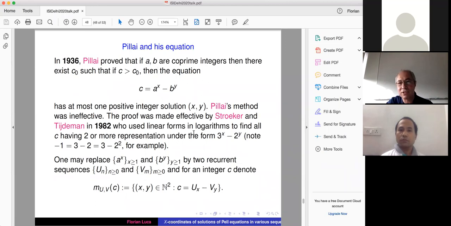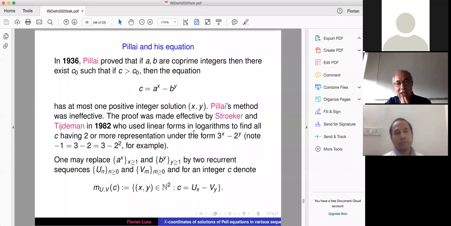Okay, I wanted to say something else about Pell's equation, but maybe I'm running a little bit out of time. The idea was that there's a problem of Pell which addresses a representation of a number c as a difference between a to the x minus b to the y, where a and b are known and x and y are not known. And he proved that basically if c is large enough, then x and y is uniquely determined.